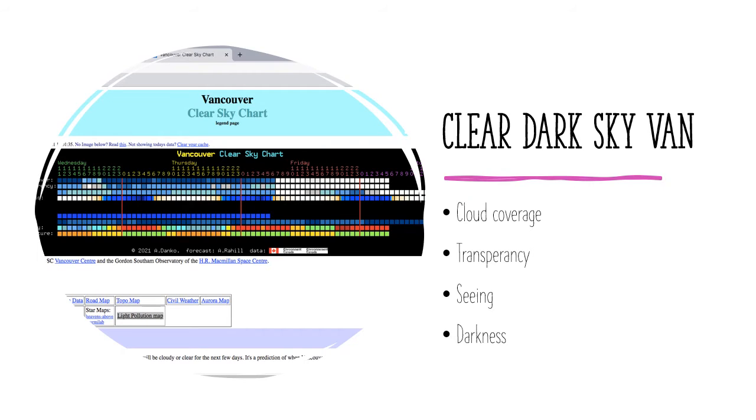Clear Dark Sky is a website that uses graphs and information to tell you which night is the best night to take photos. It tells you things such as cloud coverage, transparency, seeing, darkness, and more.